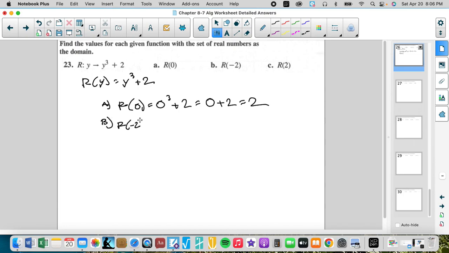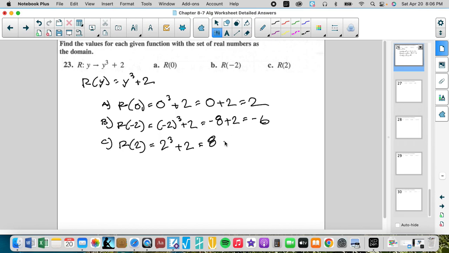R of negative 2, you need the quantity negative 2 cubed, plus 2. Now, any negative number to an odd exponent is going to produce a negative number. So that gives us negative 6. That's important to know. So here we have 2 cubed plus 2, which is the same thing as 8 plus 2, which is 10. That's good.